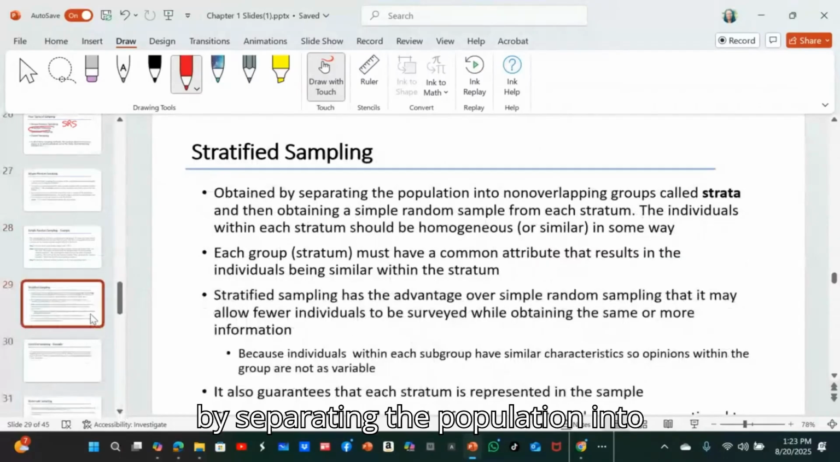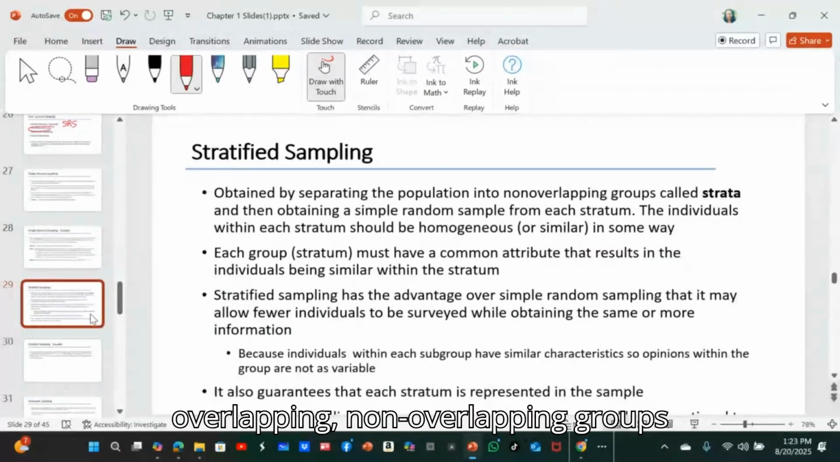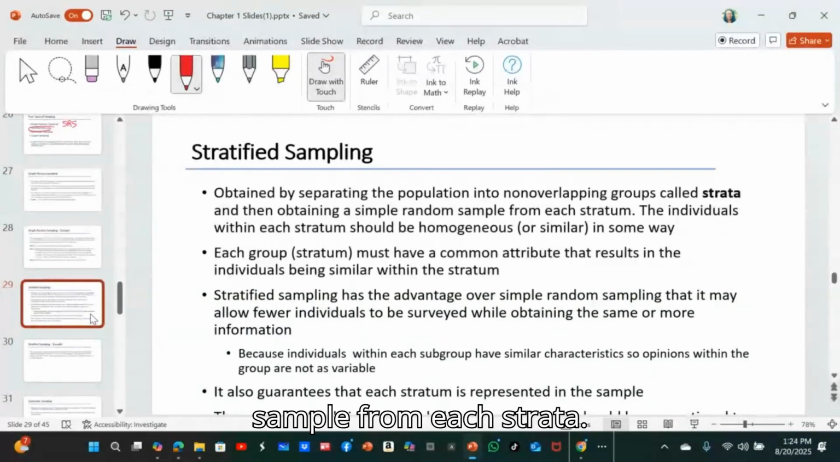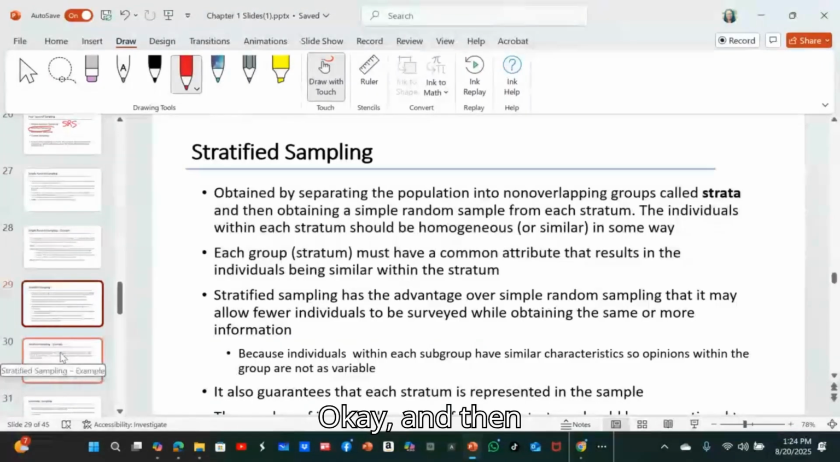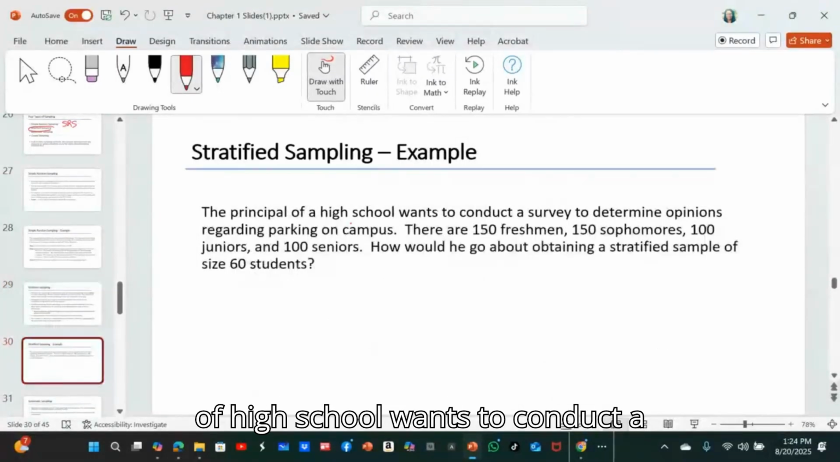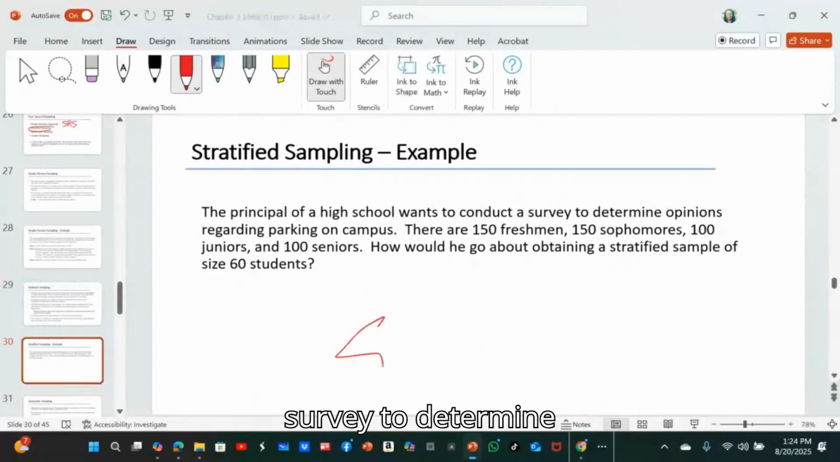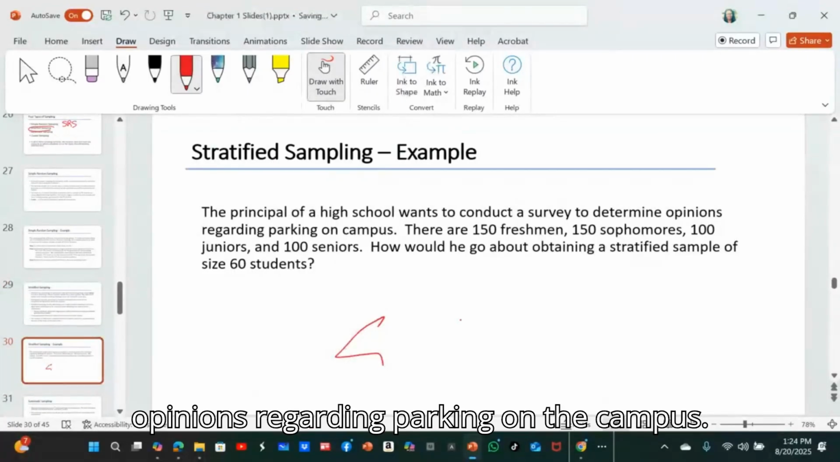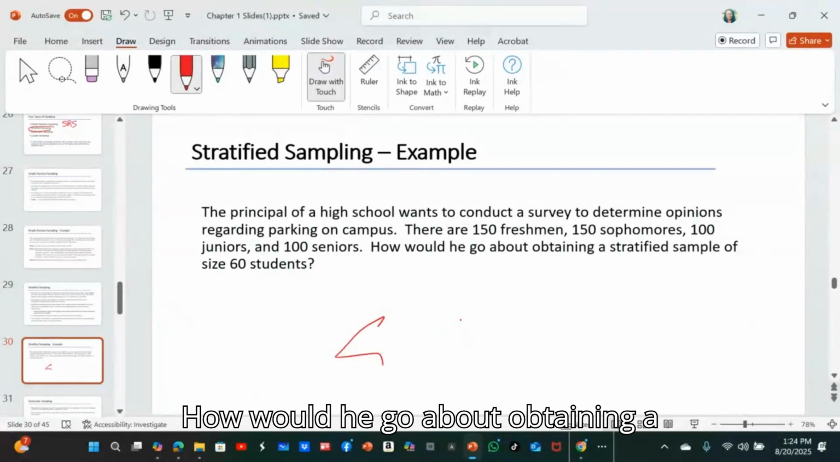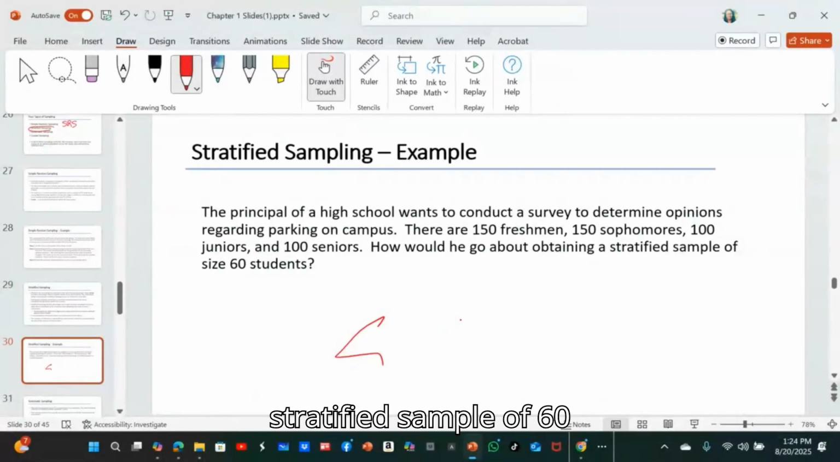Stratified sampling is obtained by separating the population into non-overlapping groups called strata, and then taking a sample from each stratum. For example, the principal of a high school wants to conduct a survey to determine opinions regarding parking on the campus. There are 150 freshmen, 150 sophomores, 100 juniors, and 100 seniors. How would he go about obtaining a stratified sample of 60 students?